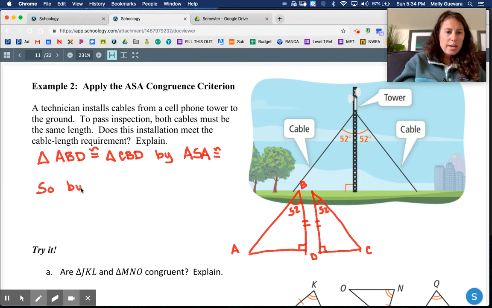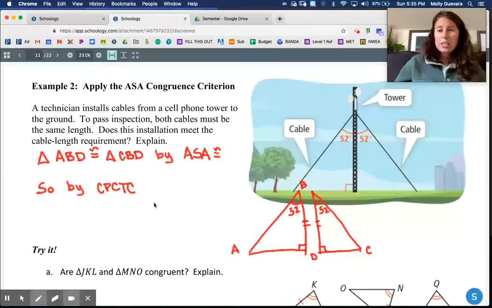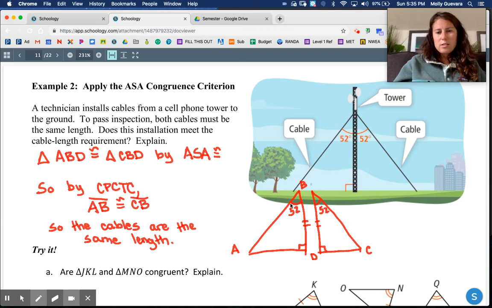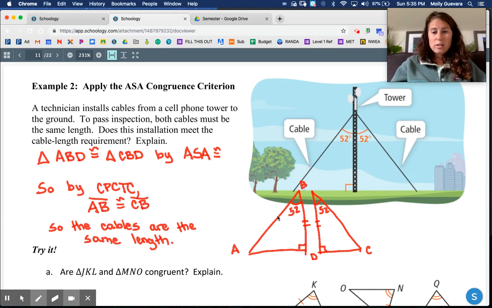So by CPCTC, remember, corresponding parts of congruent triangles are congruent. If these triangles are congruent, the corresponding parts are also congruent. So by CPCTC, AB is congruent to CB. And those are the lengths of the cables. So the cables are the same length. Right, so we've proved that these two triangles are equal, therefore the length of the hypotenuse or the length of the cables has to be the same.